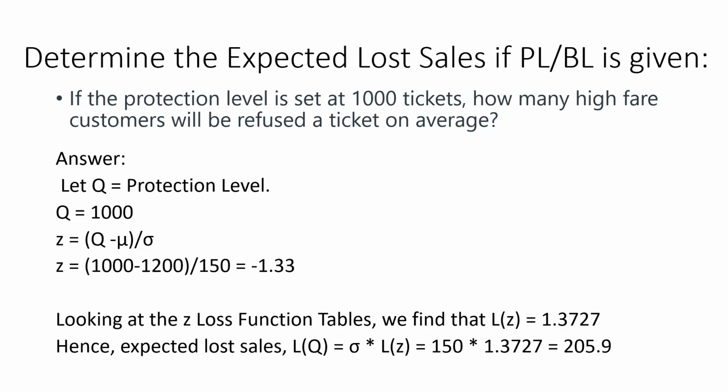You need to find the lost sales. When you see loss, you need to go to the loss function table. I got L of Z equal to 1.3727. Since it's a normal distribution, L of Q is equal to L of Z times sigma, the standard deviation. So L of Q, the lost sales, is equal to sigma times L of Z. I got 150 times 1.3727. So the final answer is 205.9.